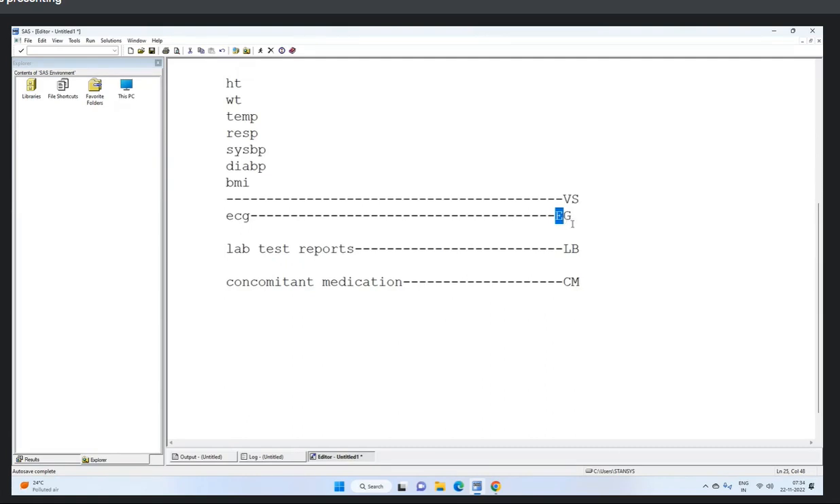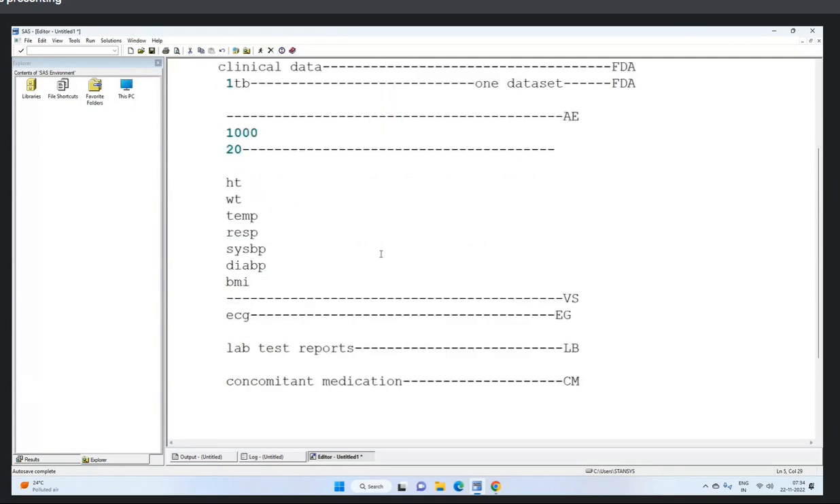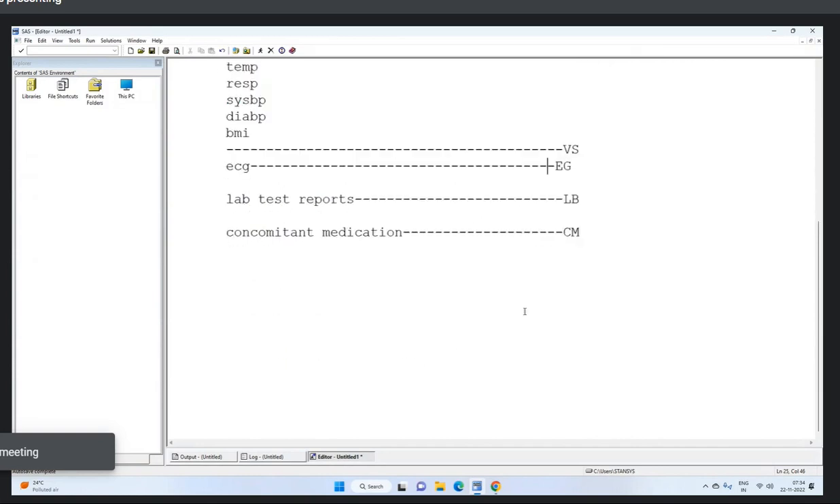What are these data sets? CDISC will tell you what these data sets are. According to you, what is a data set? As a SAS programmer, a data set is going to have variables and observations. You don't need to worry about what variables you should have; they will tell you. They will tell you which variables you should give the data in and how many observations you should have. So as a SAS programmer, whatever clinical trial data we have, we should put all the data into different data sets.